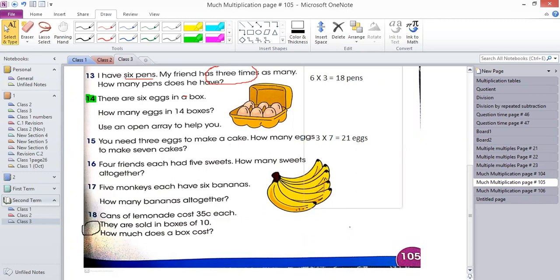Question number 17. There will be 5 multiplied by 6, 30 bananas.